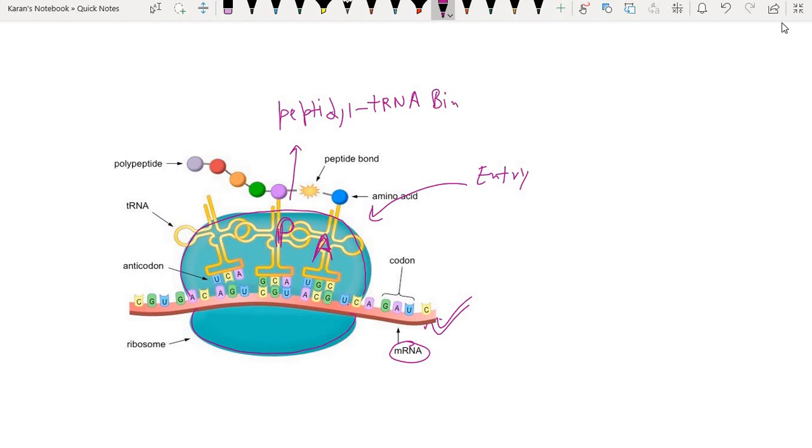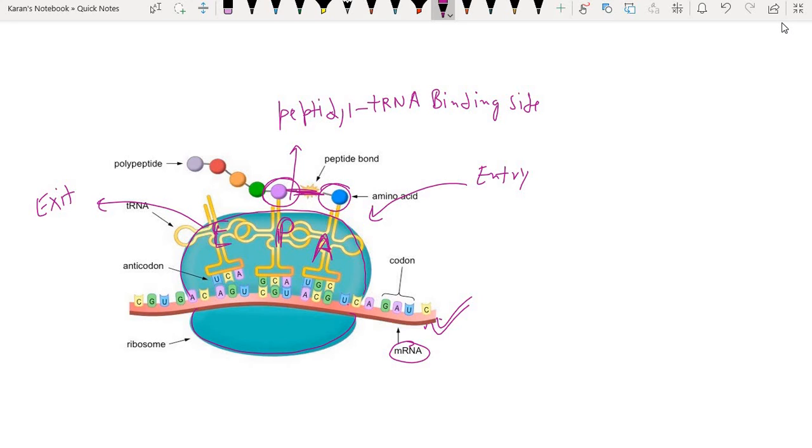This is the site where you can see the two amino acids, where there is the formation of a peptide bond, right? And the third site is the E site. We can call it exit, meaning the tRNA which brought the amino acid to this ribosome will exit from here, right? So this is known as the E site. So there are three sites: E, P and A site, right?